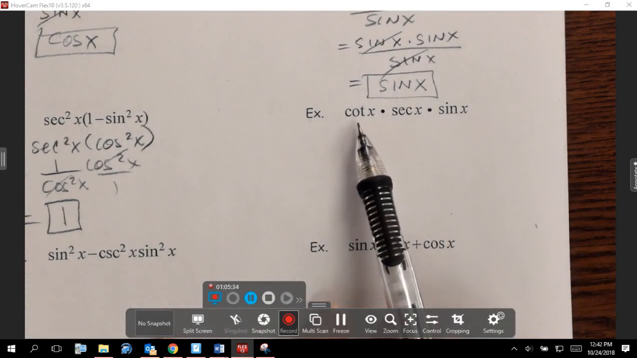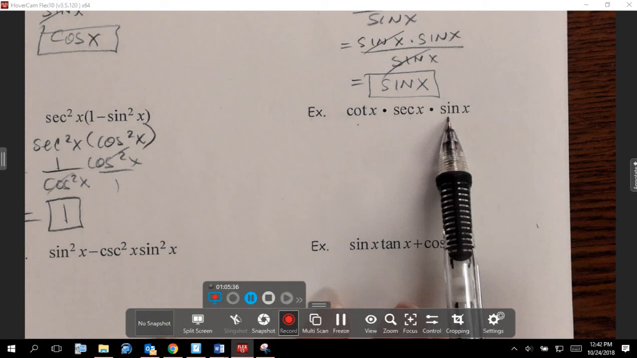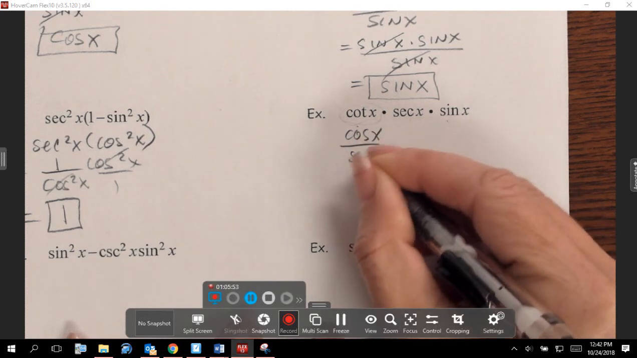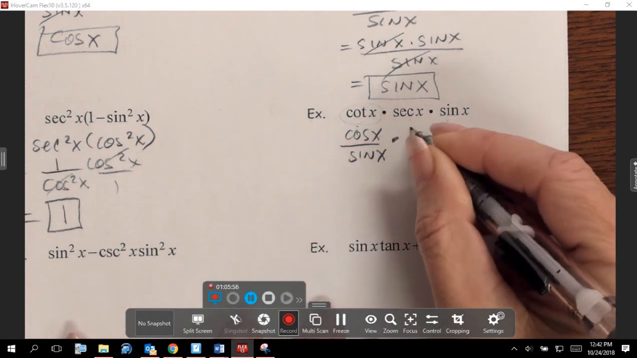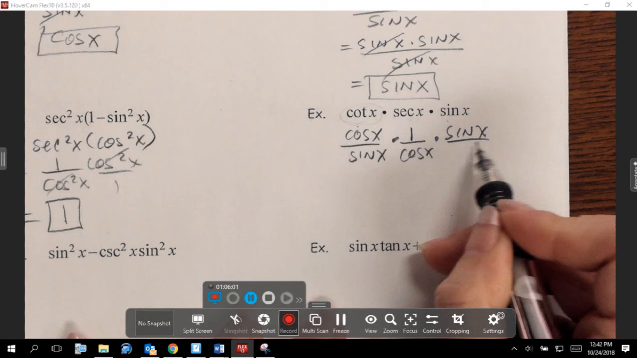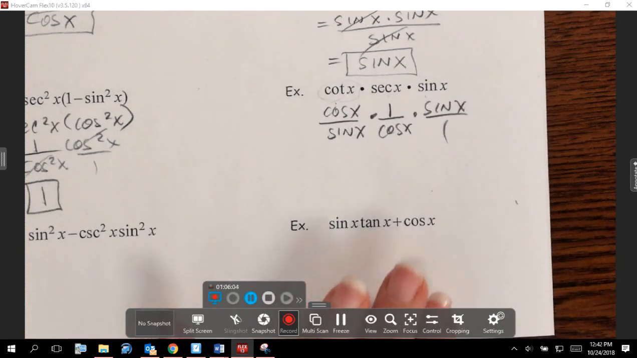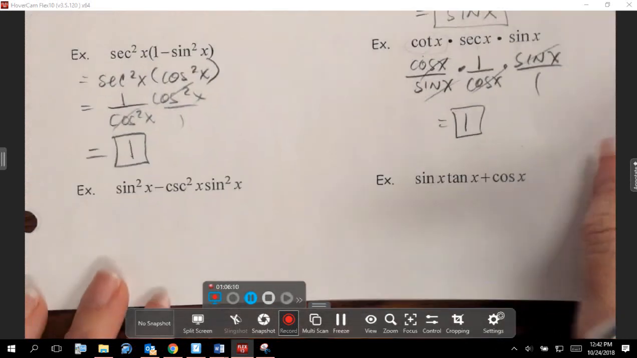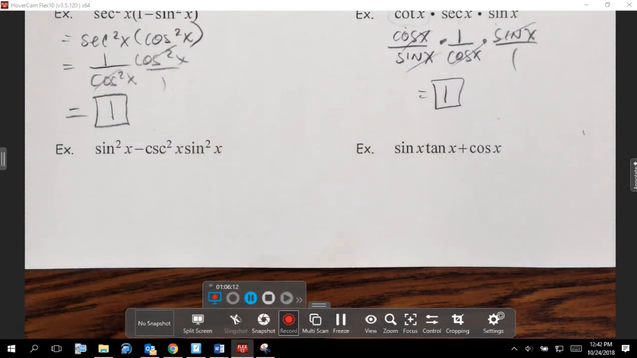So this next one I'm looking at, I see a cotangent, I see a secant, and I see a sine. So I start thinking about cotangent. Am I going to want cotangent to be 1 over tangent, or am I going to want cotangent to be cosine over sine? By looking at the rest of the stuff, cosine over sine. And then secant I will make into 1 over cosine x. And then I'm going to leave sine x. And what's going to happen? Cancel, cancel, cancel, 1. Very satisfying when everything cancels.